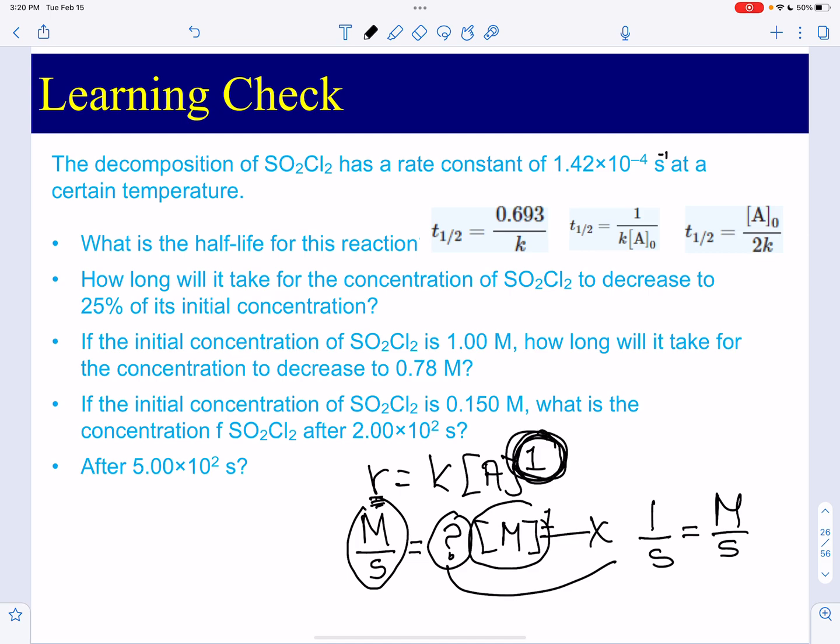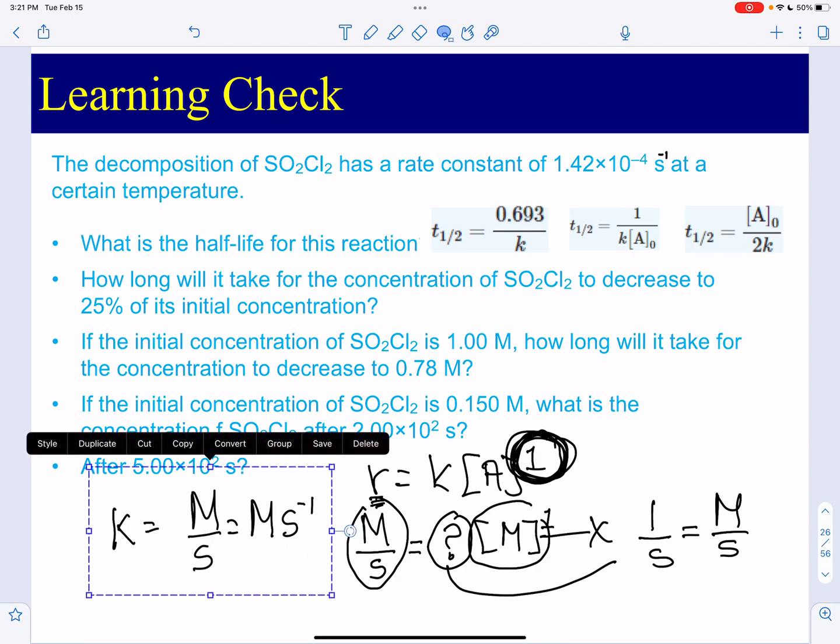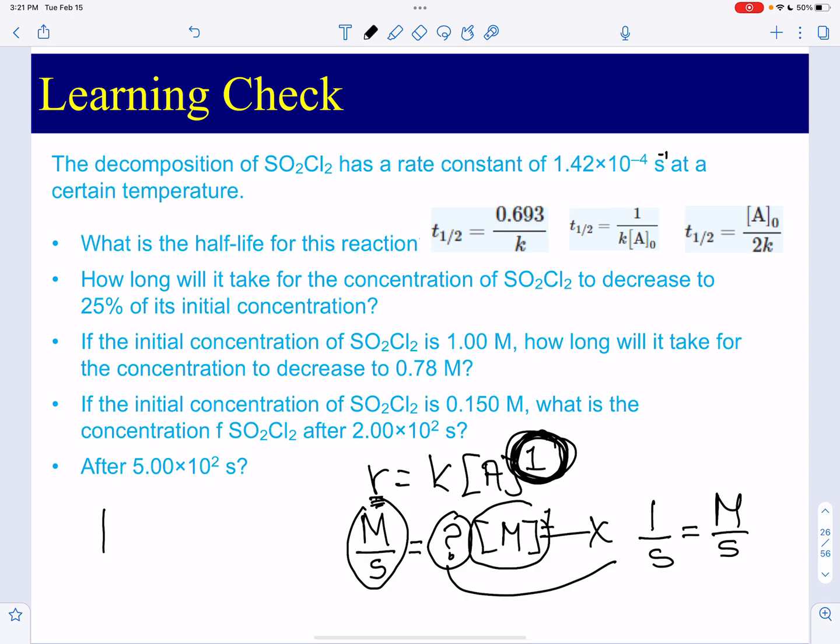So for a first order reaction, the value of the k is... sorry, let me do that again. That was wrong. So the value of the k is going to be 1 over second, because when you multiply by the molarity, you get the rate, which is molarity over seconds. So the rate constant for a first order reaction is 1 over seconds, which is the same as seconds to the minus 1.